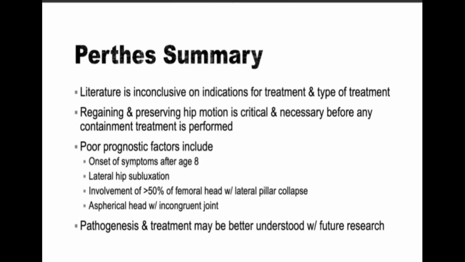So in summary, with Perthes, the literature is inconclusive on indications and treatment. We know that regaining and preserving hip motion is critical and necessary before considering any sort of containment type procedure. What you'll frequently be tested on are the poor prognostic factors, which are later onset of disease, so over the age of 6 to 8; lateral hip subluxation or more involvement of the femoral head, so greater than 50% of the lateral pillar; and then at the end of remodeling, asphericity with an incongruent joint, and we know that joint is not going to last long. So the pathogenesis and treatment may be understood with future research.